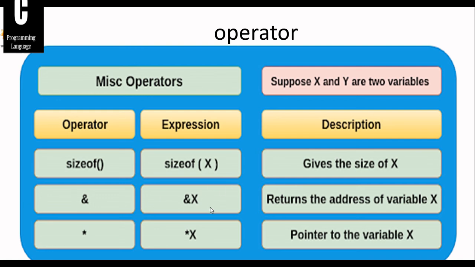Address of x returns the address of the variable, so it is known as the address-of operator. And *x, or you can say asterisk x, is a pointer to the variable. The ampersand sign is the address-of operator, and this is the value-at-address operator. We are using it with pointers. These are the different types of operators used in the C programming language.